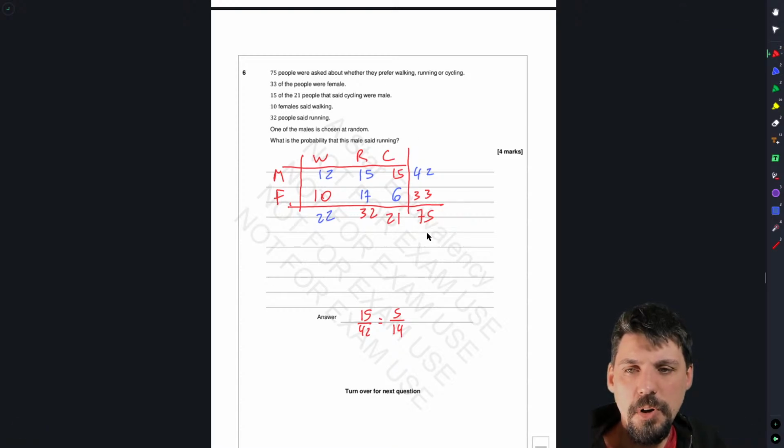I mean, this one just worked out nicely. Let's just double check our numbers. 33 were female, 15 of the 21 people that said cycling. So 21 people said cycling, 15. 10 females said walking.